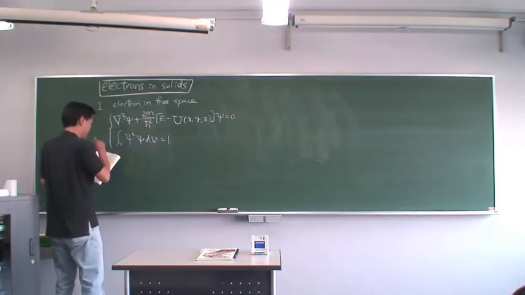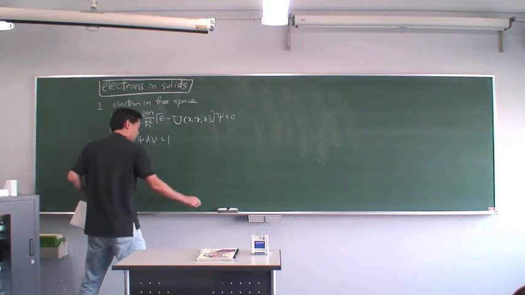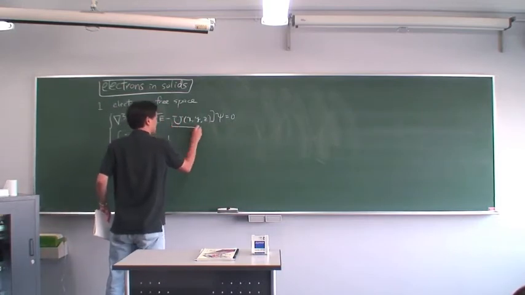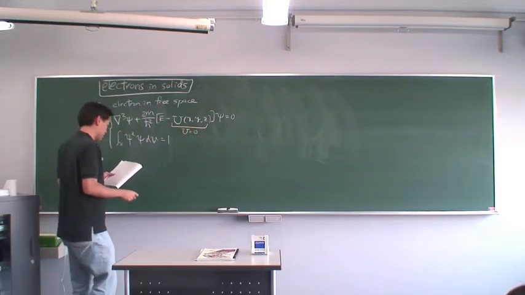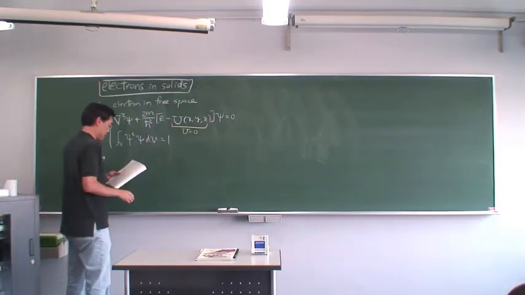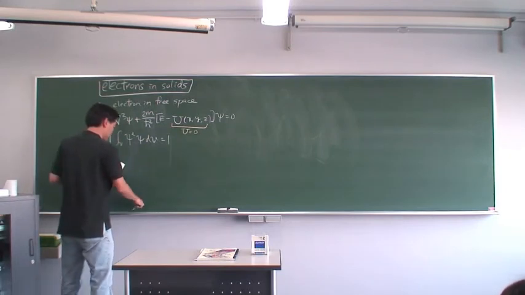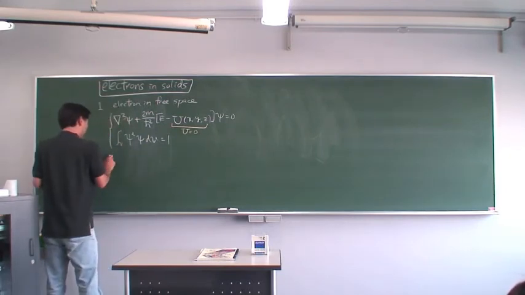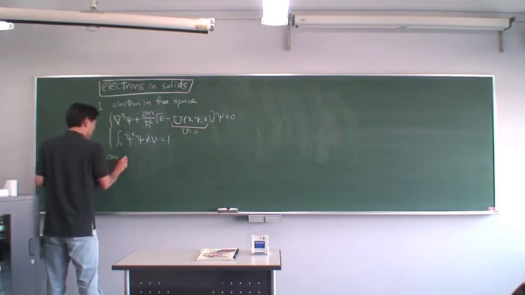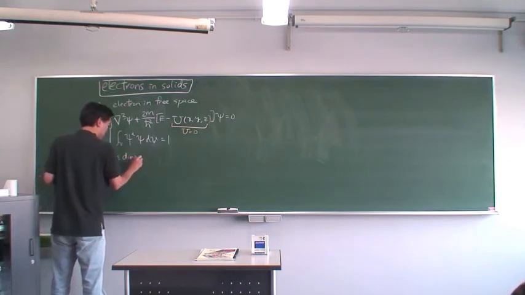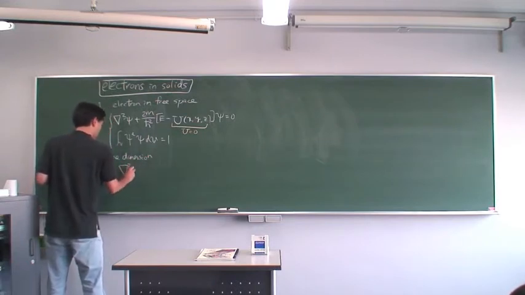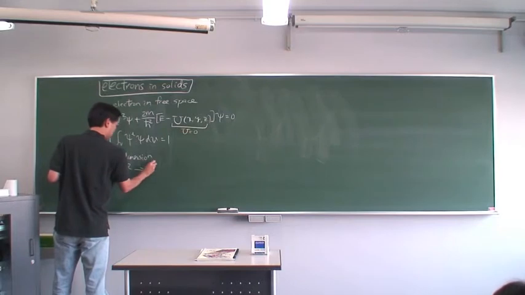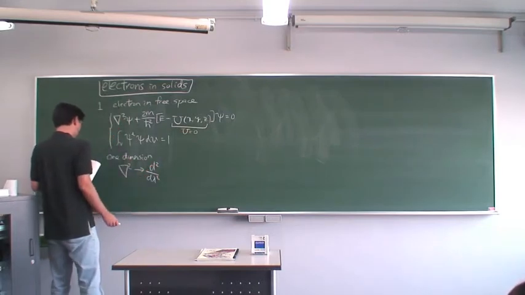And because in this case it's a free space, the potential is zero. It's a free space, in vacuum. And for simplicity, we will talk about one dimension in this case. So nabla squared goes to d squared dx squared.